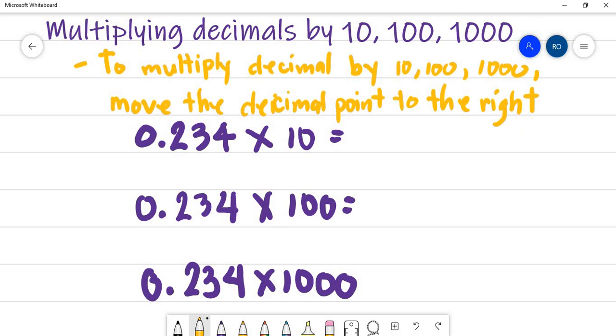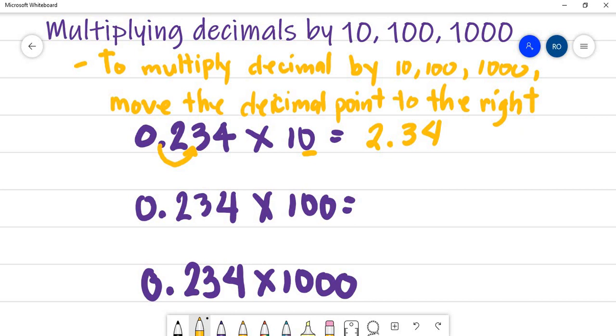So we will move the decimal point to the right by one place only. Why? Because 10 has only one 0. So we will move the decimal point to the right by one place, since again 10 has only one 0. So we will write 2.34. So to say, the number of zeros will determine how many times we are going to move the decimal point. Okay, let's take another example.